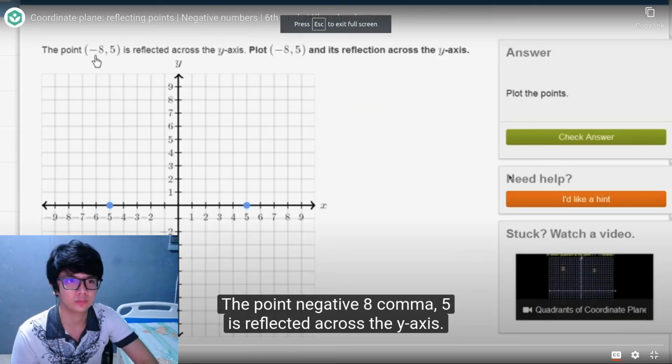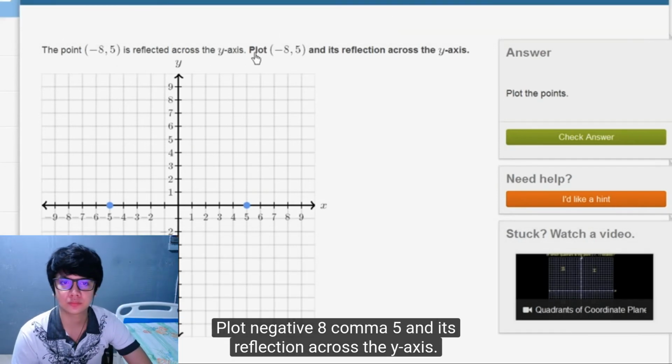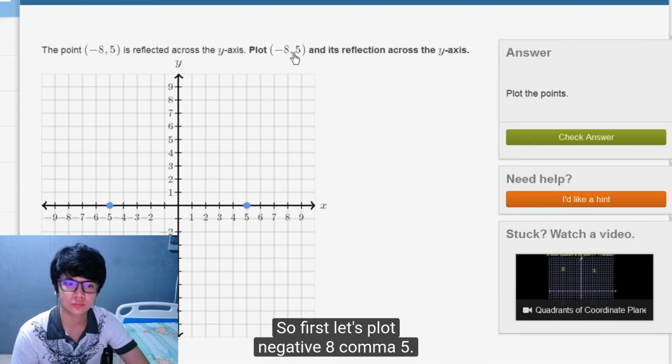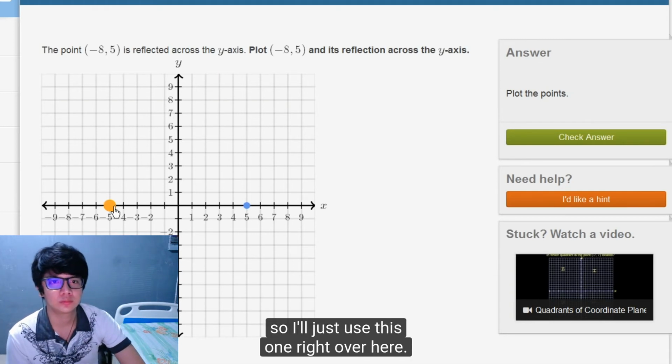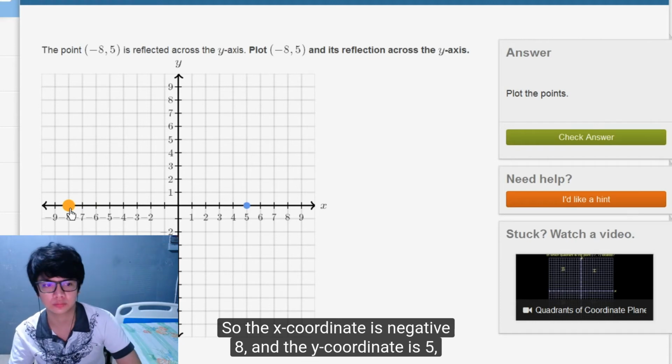The point -8, 5 is reflected across the y-axis. Plot -8, 5 and its reflection across the y-axis. So first let's plot -8, 5. So its x-coordinate is -8. So I'll just use this one right over here. So the x-coordinate is -8. And the y-coordinate is 5.